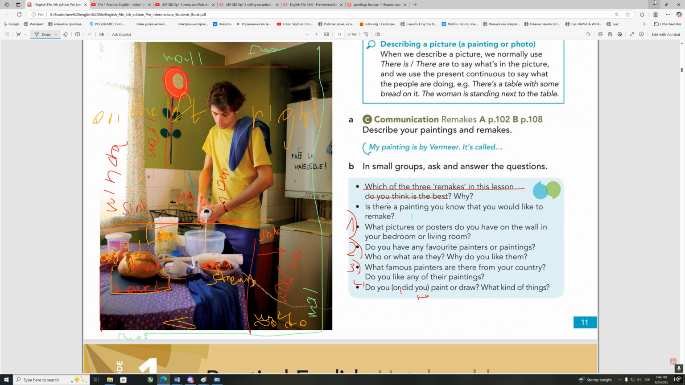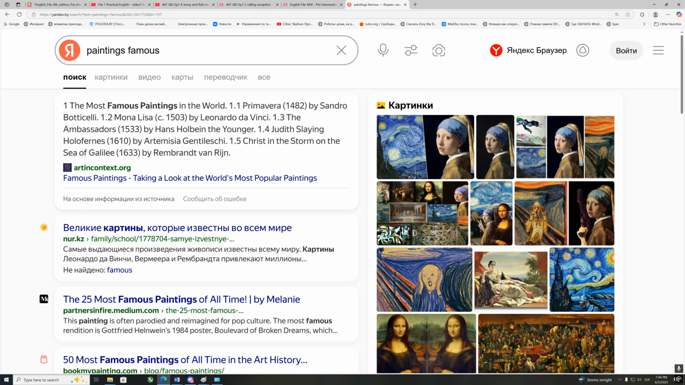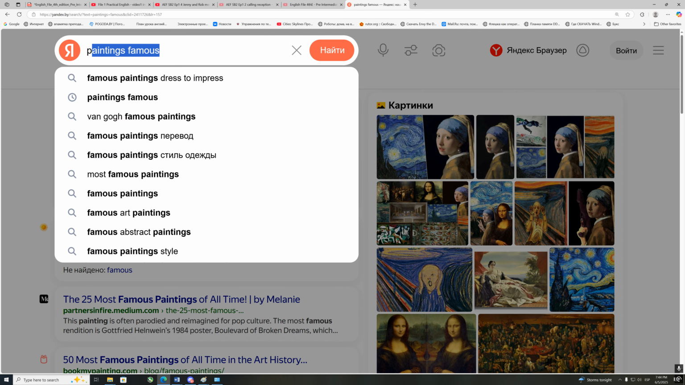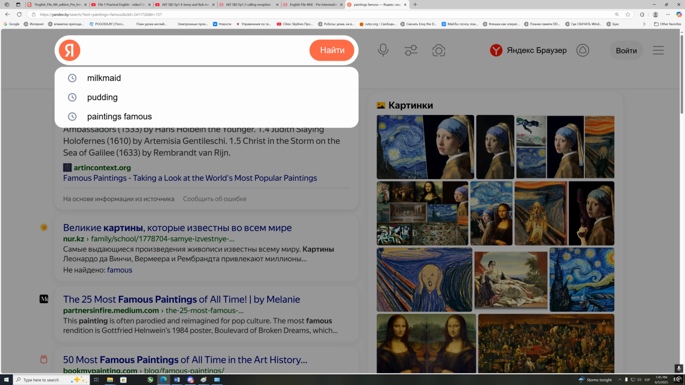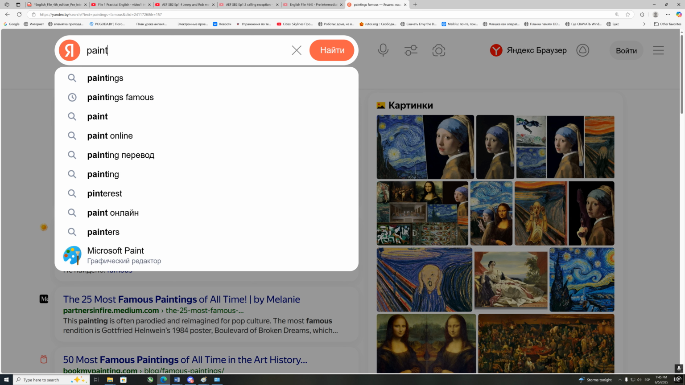I painted in childhood. Maybe you drew in childhood. Did you paint at art lessons, or did you paint at home in your free time? Was it your hobby, or was it an obligatory activity in school? Okay, and did you paint something for fun?